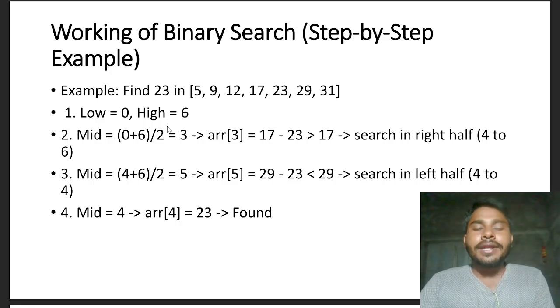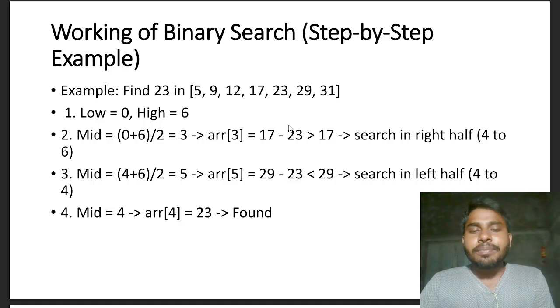After that we find the mid value. The formula for the mid value is low index plus high index divided by 2. Let's understand here. Low is 0 plus 6 divided by 2, so the mid is 3. At array index 3, we get the mid value 17.